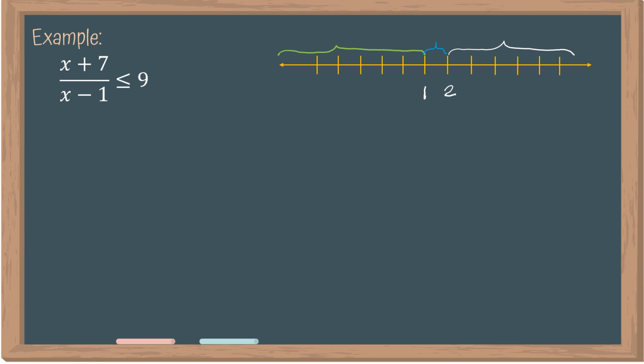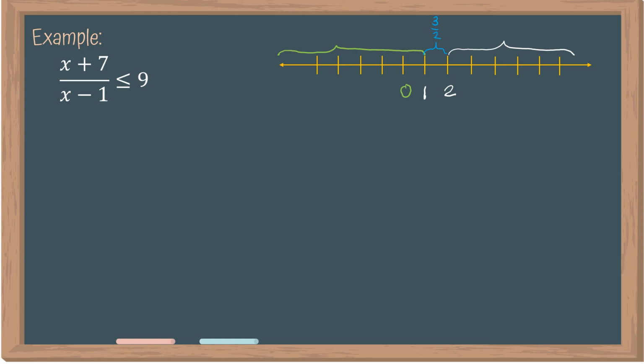So, unahin na muna natin yung ating mga test points. So, for the first test point, we can have 0. For the second test point, we're going to choose any value between 1 and 2. So, let us have, for example, 3 over 2.